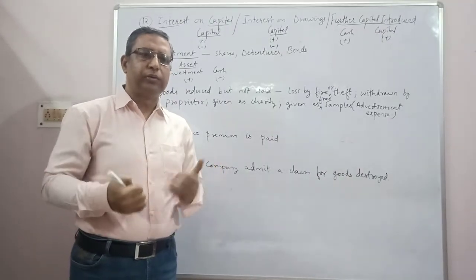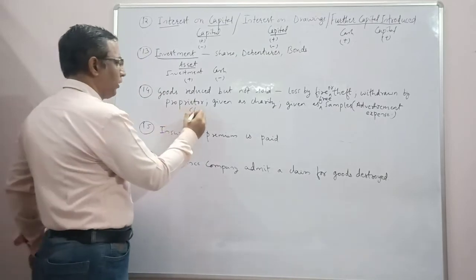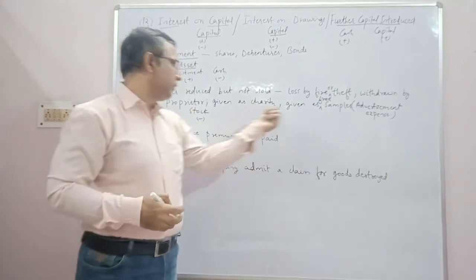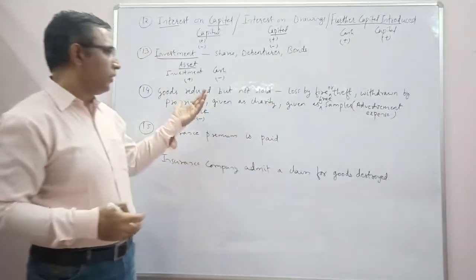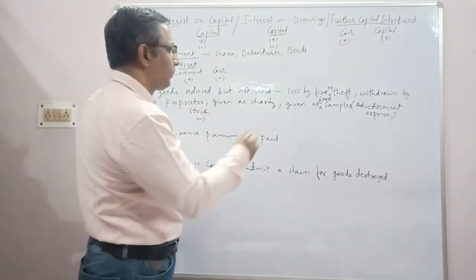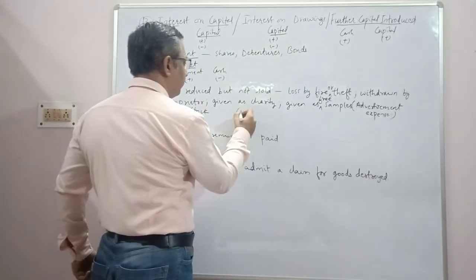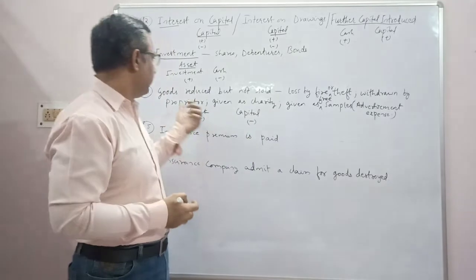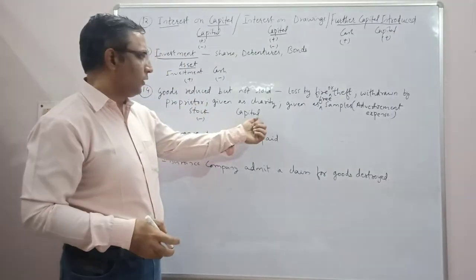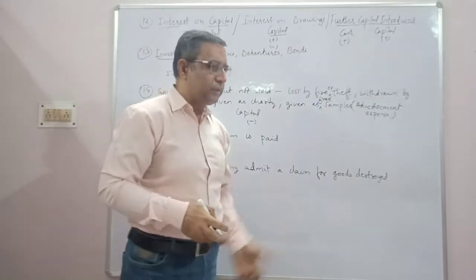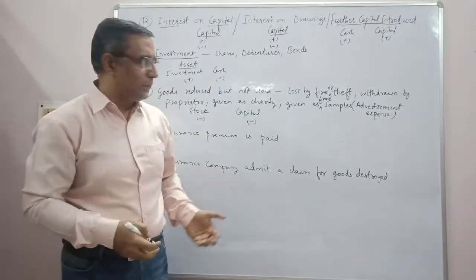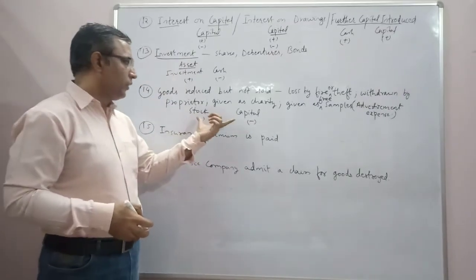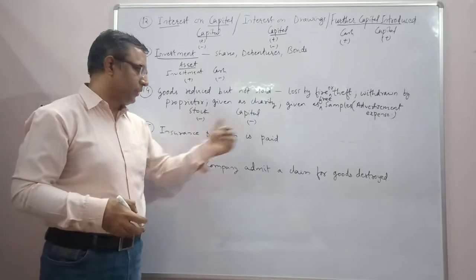Only the reduction in goods is happening. So stock is going to be reduced by the amount lost, or given as charity or free samples, or withdrawn by the proprietor. If it is a loss, capital is reduced. Goods withdrawn by proprietor, that is drawings, so capital is also reduced. A free sample is an advertisement expense, that is a loss, so capital is also reduced. So all these transactions will affect two sides: stock is reduced, capital is reduced.